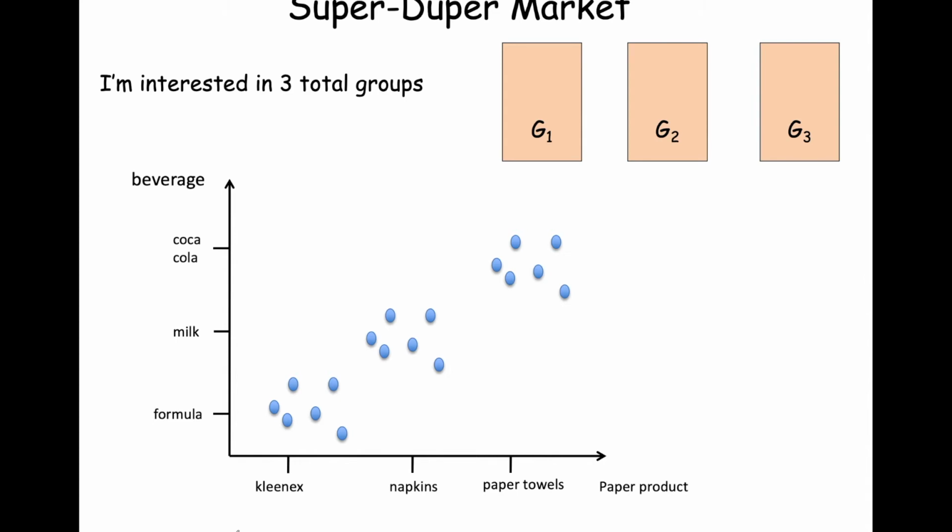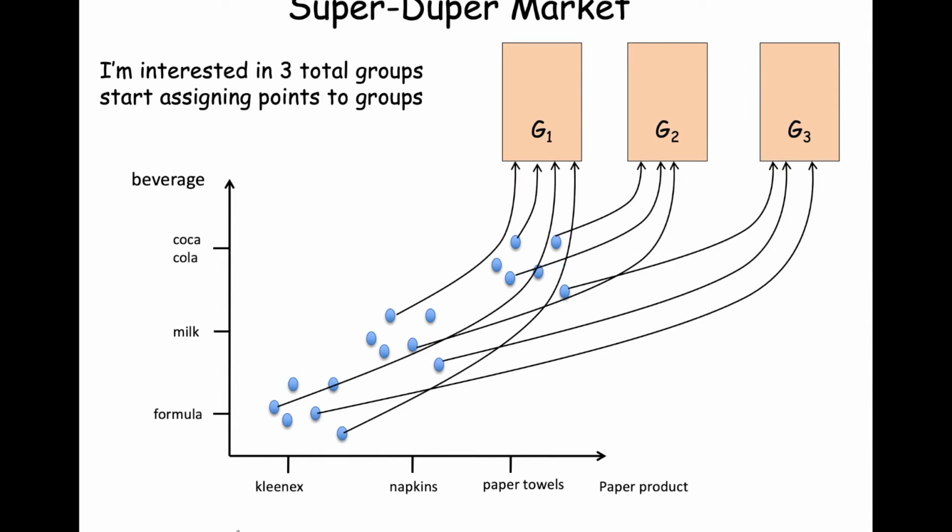So we propose 3 groups, G1, G2, and G3. Then, randomly, we start assigning points to groups. It's like flipping a 3-sided coin or rolling a 3-sided die. For each one of those points, you say, is it going to go in G1, G2, or G3? And you just make a random assignment. And you do that for each point in the data set. So this results in an initial grouping.